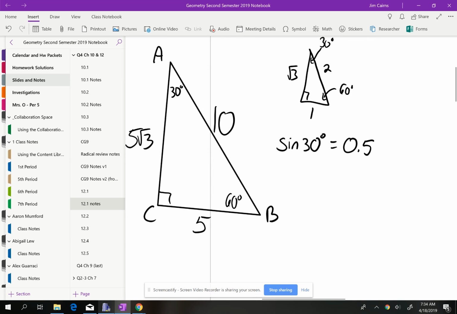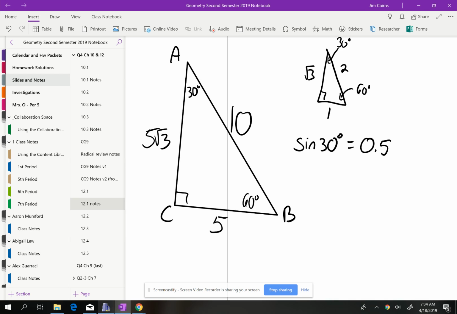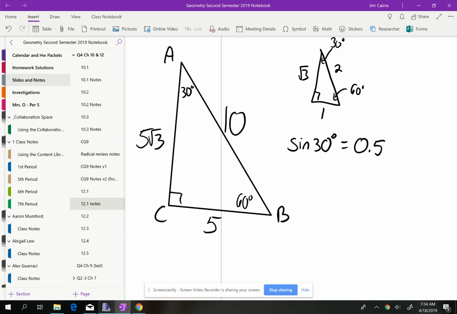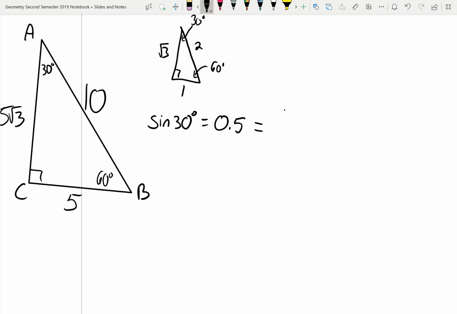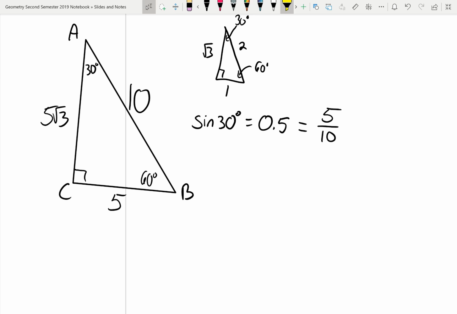So if sine 30 is 0.5, the question is, sine is the ratio of what two sides of this right triangle? Well, 0.5 is equal to 5 over 10. So basically, it's the ratio of this side over this side. We're going to give all these sides names. The side opposite the right angle is always called the hypotenuse. Now, the other two sides are both legs.